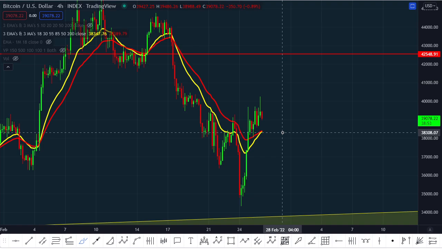We are still in a bear market. There's no escaping the bear market yet. There's no signs of escaping the bear market yet. So that's number one. Number two, don't expect bear market targets to be hit in a day or two.